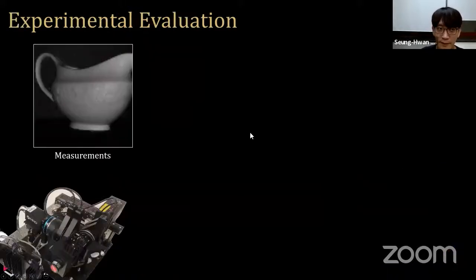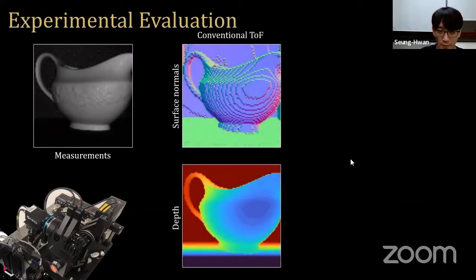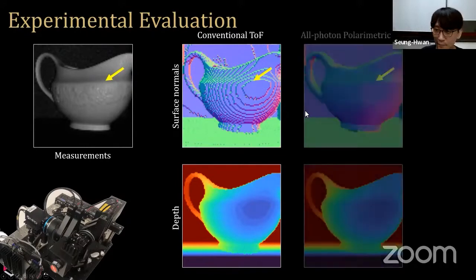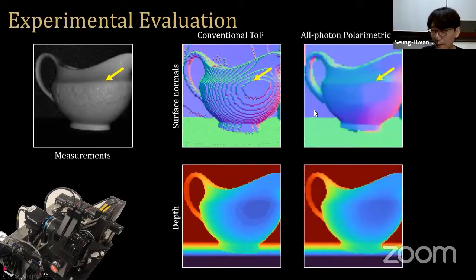We also, of course, evaluated our method on real objects, and we used the measurements acquired from our experimental prototype. Here is the result from conventional time of flight, its surface normals and depth information. As you can see here, the conventional time of flight method couldn't resolve these geometric details in the measurements. Our all-photon polarimetric time of flight imaging was able to capture these fine detailed geometries.